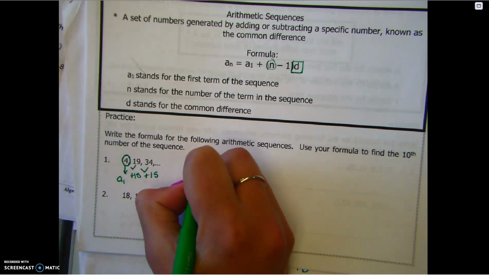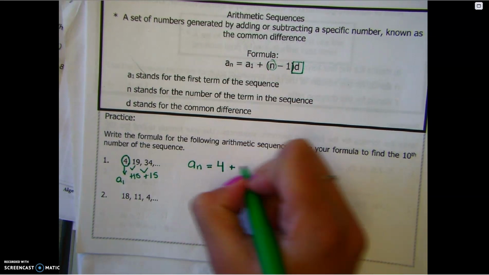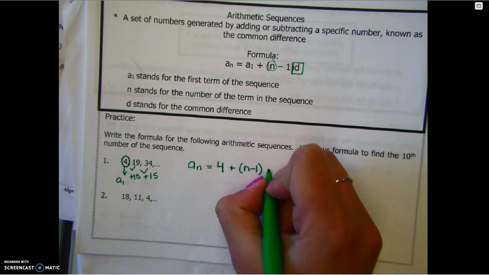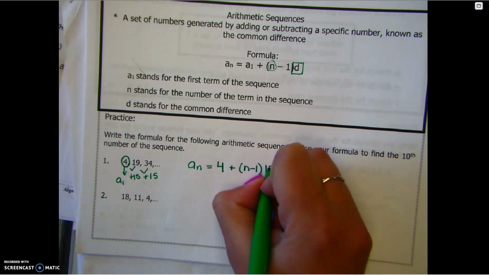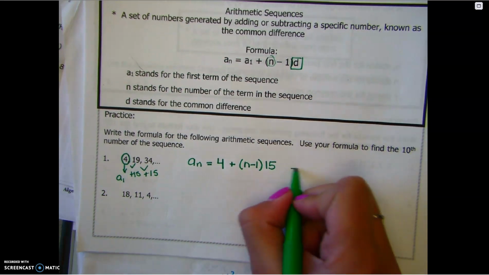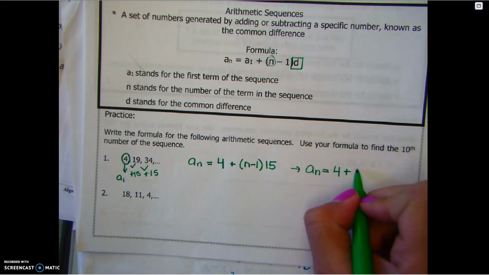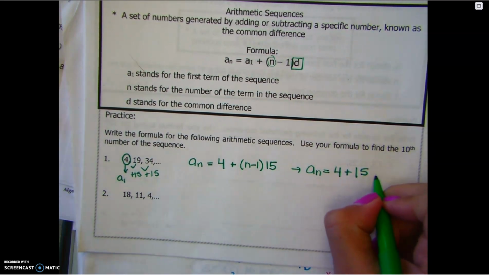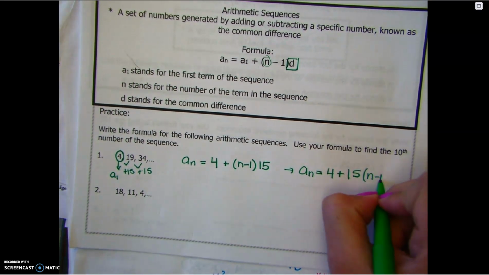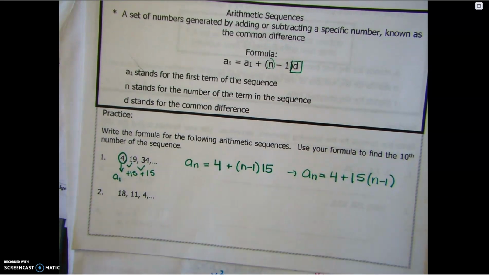So I can write a sub n is equal to, when I take the first term, which is 4, and whatever term I'm talking about, I can multiply it by the common difference, which is 15. So you might see it like this. We more commonly write it like this, where I write the common difference in front. So you can write it either way. All I did was switch the common difference to the front.